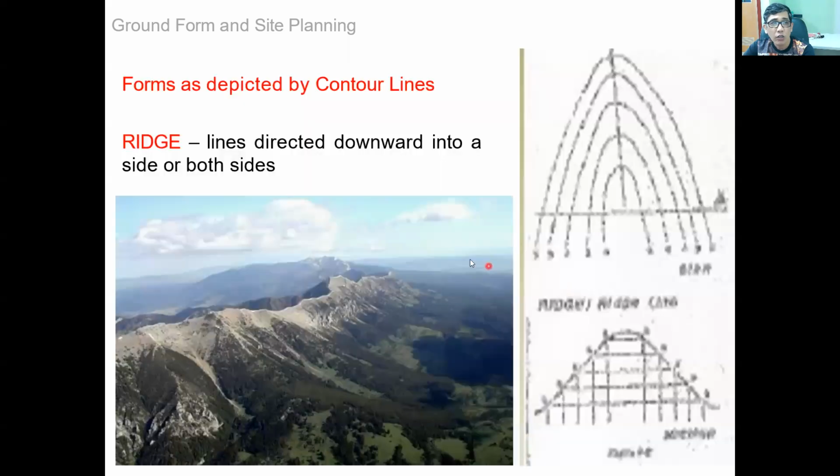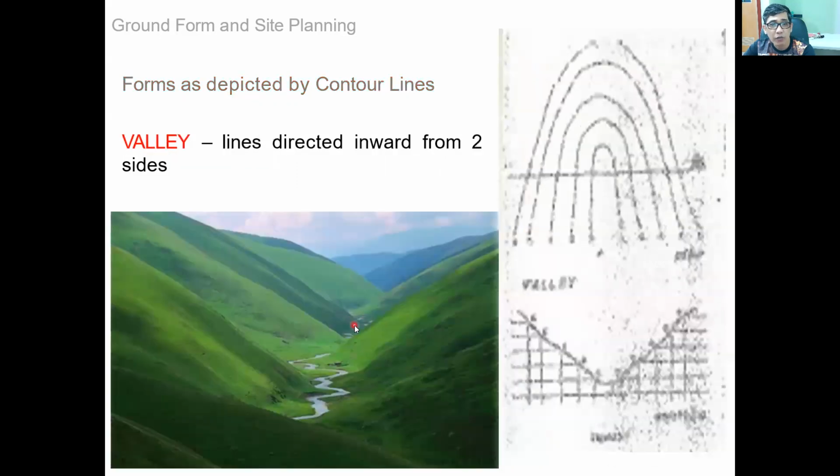So the ridges are lines directed toward one side or both ends. As you can see in this figure, these are the ridge lines from the apex of the mountain. So these are the contour lines on the ridge of the mountain. This is another type of contour line, which represents a valley. It means that this area is lower than the upper two areas. So these are the valleys.